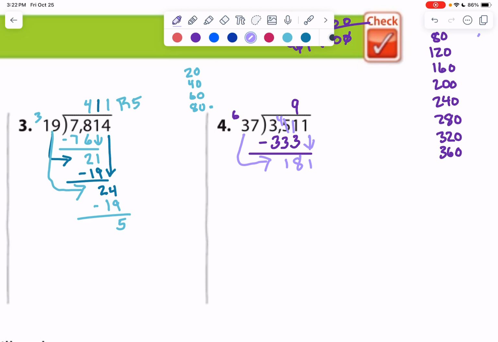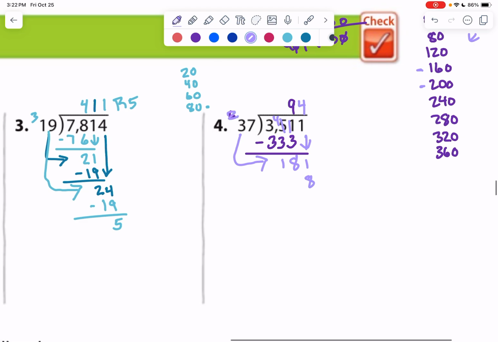And I already have my lovely skip counting by 40s over here. So what's close to 181? It's either going to be 3 or 4. Shall we try the 4? Why not? All right, so we'll put a 4 up. Now we're multiplying. 4 times 7 is 28. 4 times 3 is 12. Plus 2 is 14. Oh, that definitely went in.